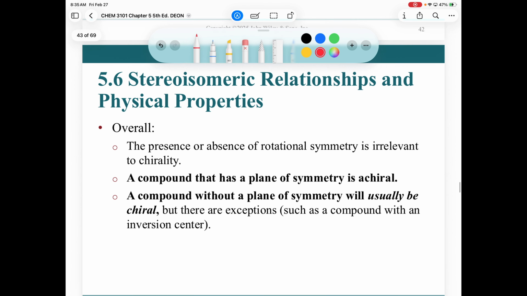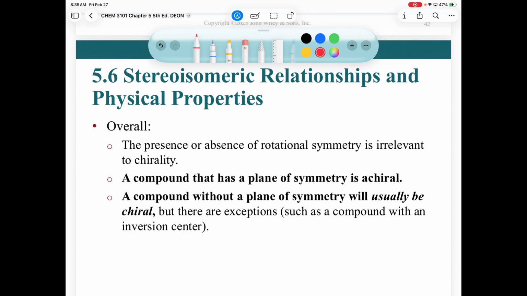So overall, what's our conclusion? Overall, the presence or absence of rotational symmetry, so if we rotate a molecule, is irrelevant to chirality. A compound that has a plane of symmetry is going to be achiral, right? We saw that with meso compounds. Despite the presence of chiral centers, if you've got a mirror plane in there, it's an achiral compound. It's not going to rotate plane polarized light. However, a compound without a plane of symmetry will usually be chiral. There are some exceptions. Compounds with inversion centers are an example of where that rule doesn't apply. We will not look at compounds that have inversion centers.